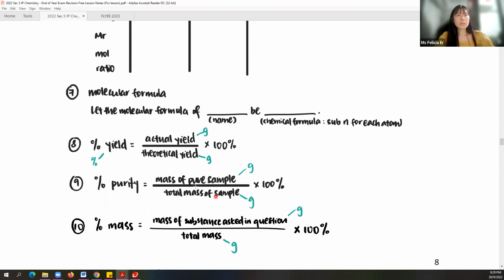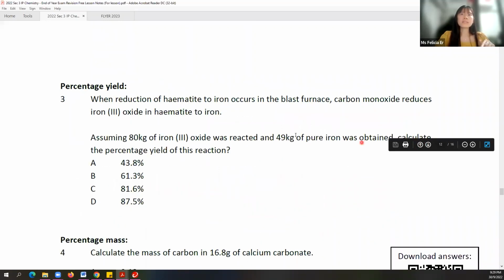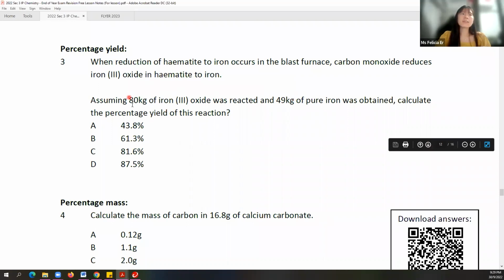So the mass of the pure substance is given, right? Because they told you it is 49 kg of pure iron. That means the 49 you should put into the numerator. Then be careful, the mass must be in grams. For this question, they gave it in kg, so later your 49 kg you must change to grams. That 49 kg will be your numerator, because that's the pure one.